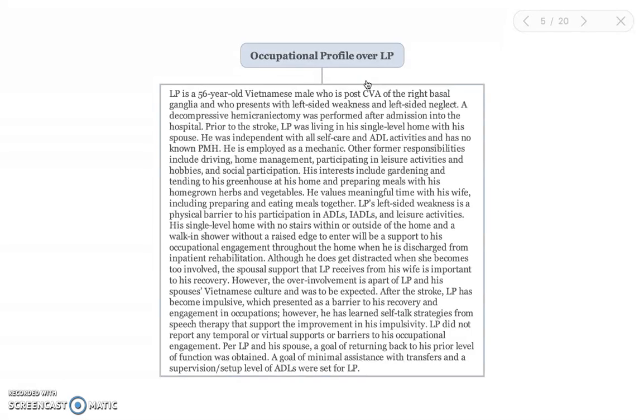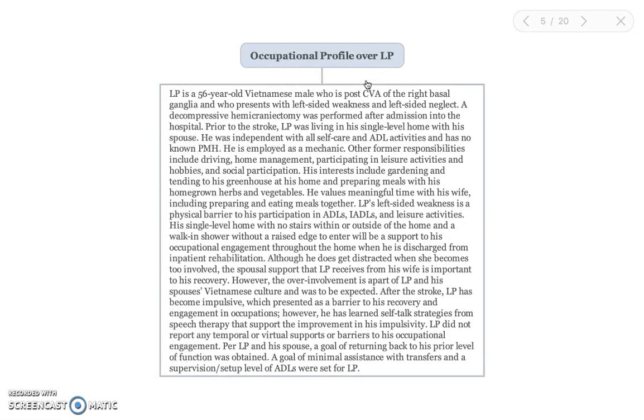He's also employed as a mechanic. His other responsibilities included driving, home management, participating in leisure activities and hobbies, and social participation. His interests included gardening and tending to his greenhouse at his home, as well as preparing meals with his homegrown herbs and vegetables. He valued meaningful time with his wife, including the preparing of the meals together.